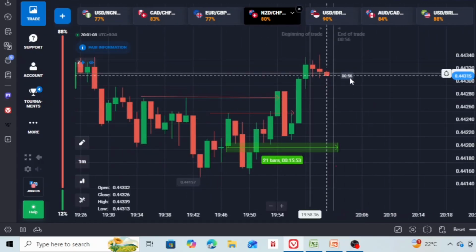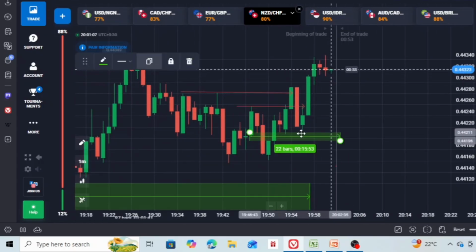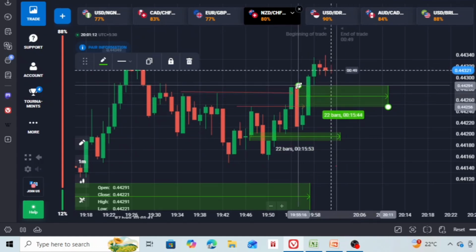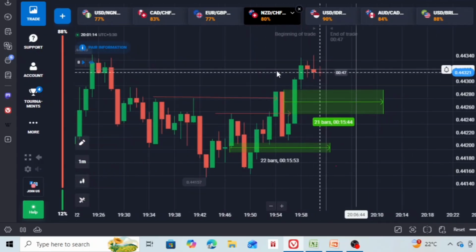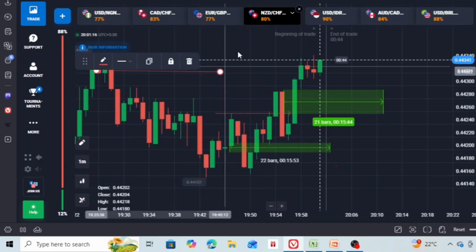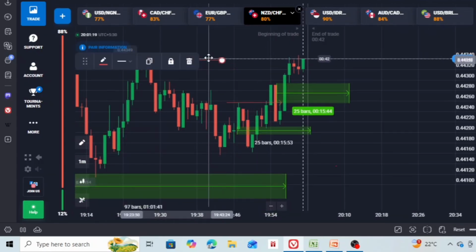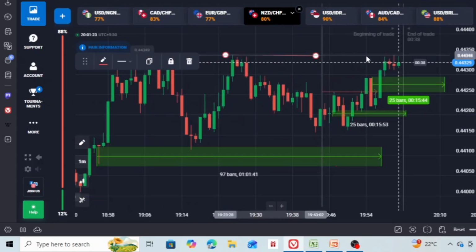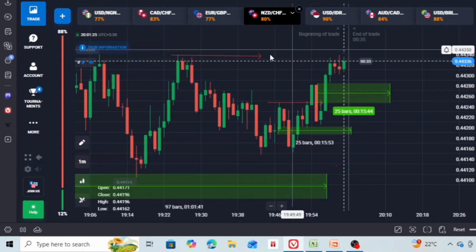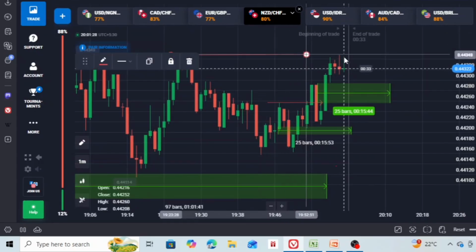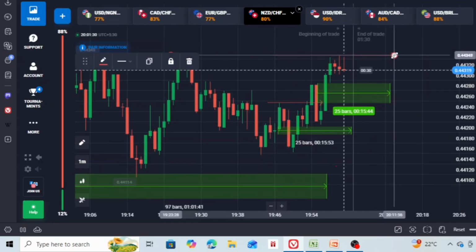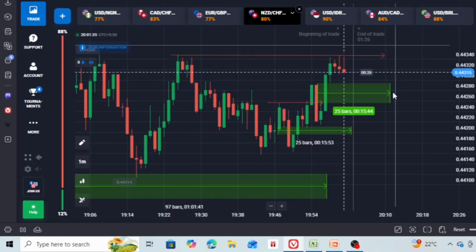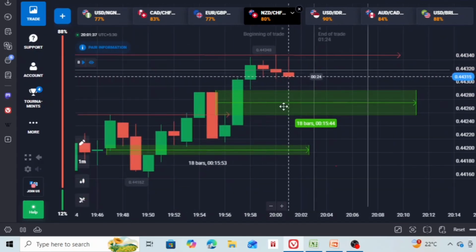So let's delete this one. And then it mitigated the bullish gap and created another bullish gap. So this will be the target. Let us see, this will be the target here. But then the target has already been reached, if I'm not mistaken. So it has reached the target, so we must wait for the mitigation of this gap.